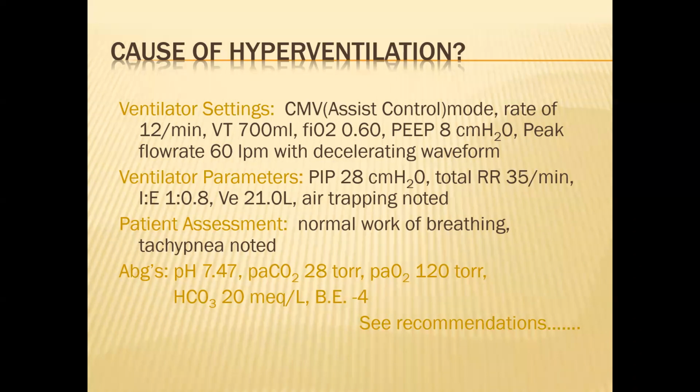So it doesn't sound like the patient is needing all these breaths of air. And when you look at the blood gas, doesn't that make it pretty obvious that the patient doesn't need to be breathing that fast? So what could be causing them to breathe 35 times a minute? They don't need to breathe that much. IE ratio is a result of breathing fast. It doesn't cause you to breathe fast.